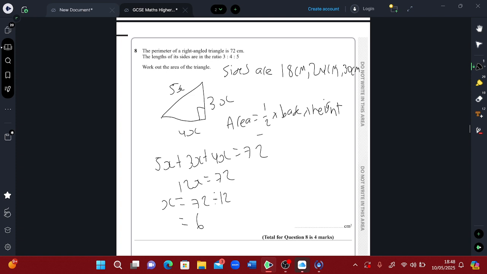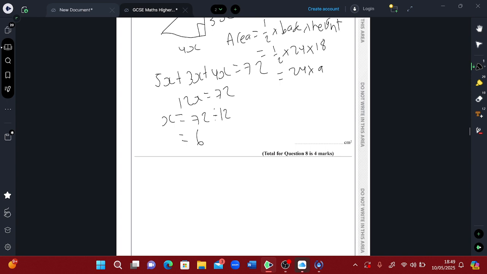Now the base here is 4x, which is 24, and the height is 3x, which is 18. So let's simplify it a little bit. So that's going to be 24 times 9. I think it's the best way to do it. Okay, which goes to... now you could work that in your head. I'm just going to give a quick demonstration.